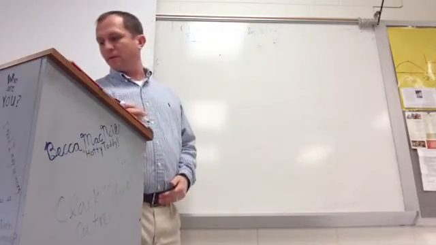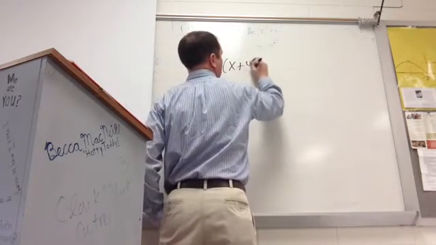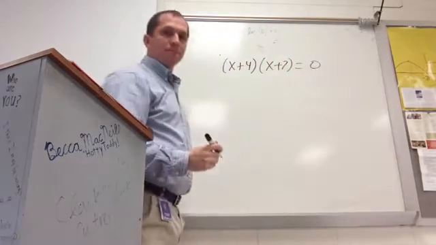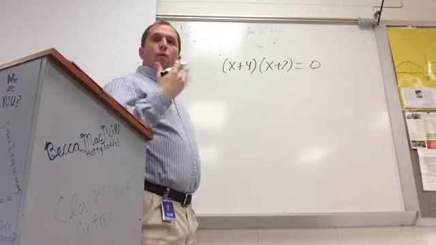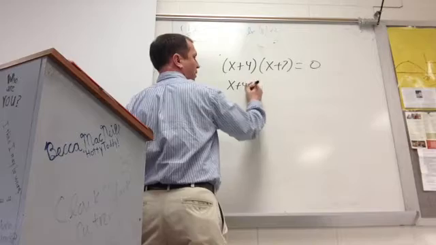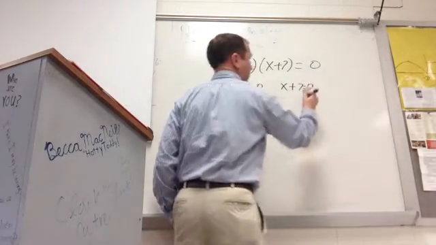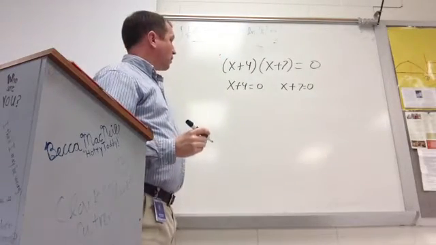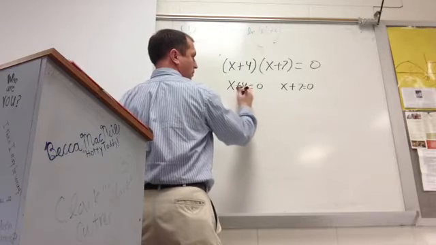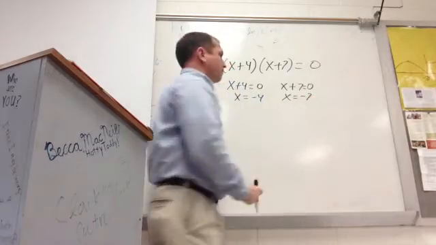Second problem was x plus 4 times x plus 7 equaling 0. Just like the last problem, what we do is we set both of them equal to 0. So you have x plus 4 equal to 0 and x plus 7 equals 0. Checking this out, this would be x equals negative 4, x equals negative 7.